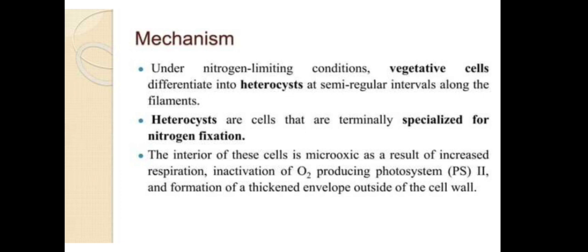Mechanism. Under nitrogen limiting conditions, vegetative cells differentiate into heterocysts at semi-regular intervals among the filaments. Heterocysts are cells that are terminally specialized for nitrogen fixation. The interior of these cells is microoxic as a result of increased respiration, inactivation of the O2 producing photosystem PS2, and formation of a thickened envelope outside of the cell wall.